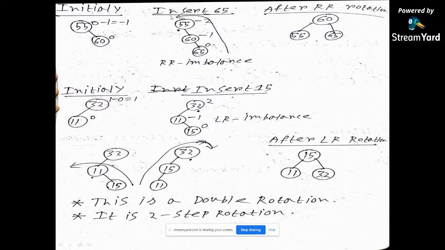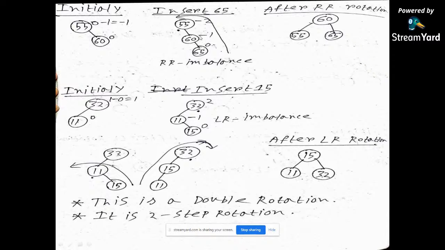That means this node is imbalanced. We have crossed the values of minus 1, 0 and 1. Here we are getting minus 2. That means this node has become imbalanced. Now, the question is why 55 became the imbalanced node. What is the reason? Because we inserted the 65 on the right of 55. That's why this tree became imbalanced, or we can say 55 is an imbalanced node.